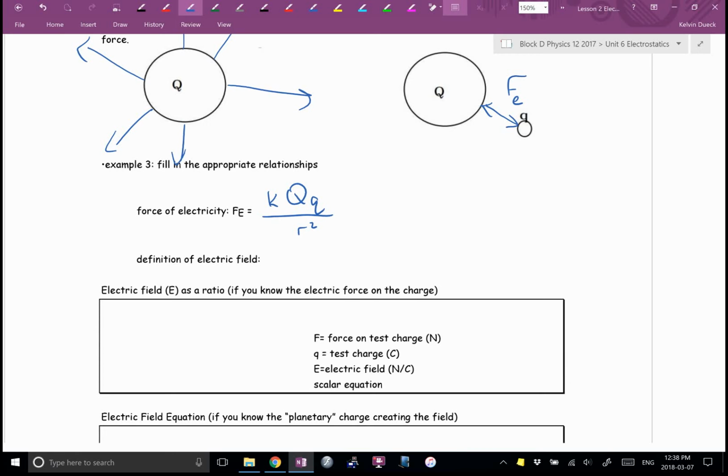See, I'm relating it all to gravity. I told you this is going to be mathematically very similar to gravity. What's the definition of electric field? Well, the definition of electric field is the electric force per coulomb of charge. The same way the definition of gravitational field was the gravitational force per kilogram of mass. Which means, first of all, as a ratio, electric field is the electric force the charge is experiencing divided by how big the charge is.